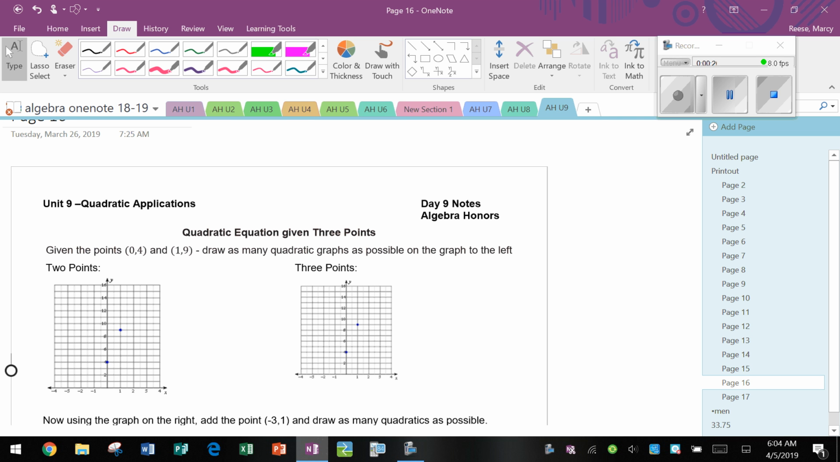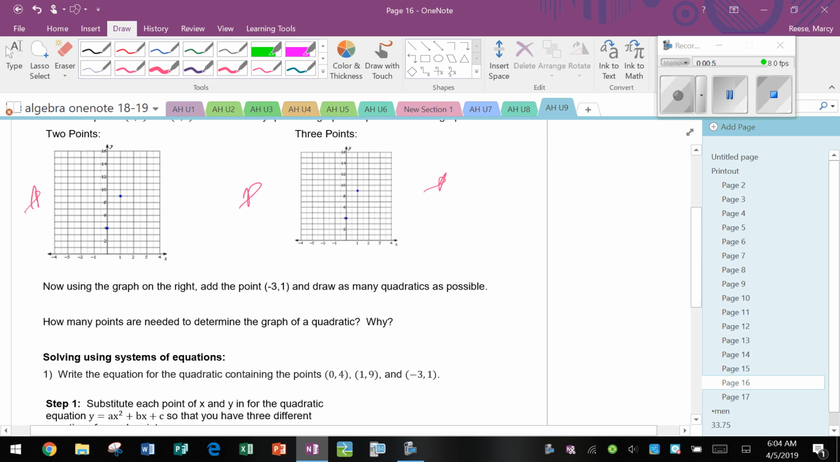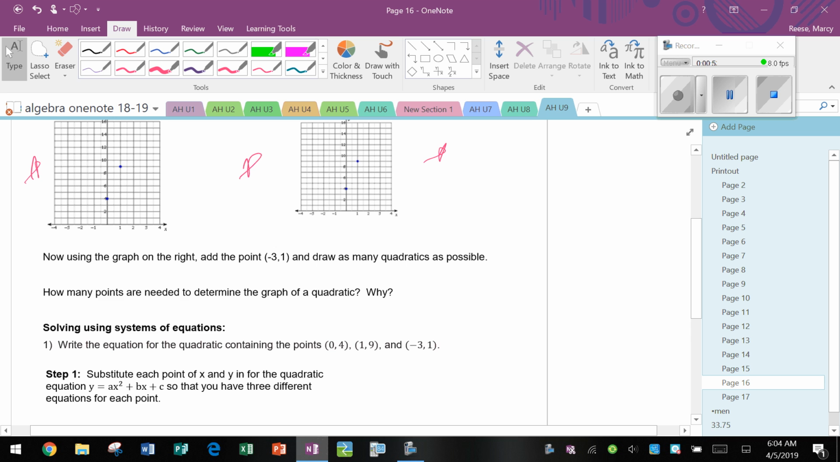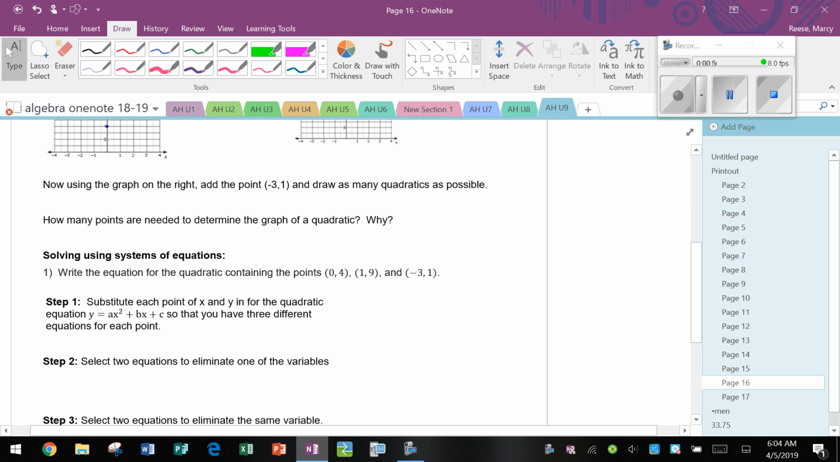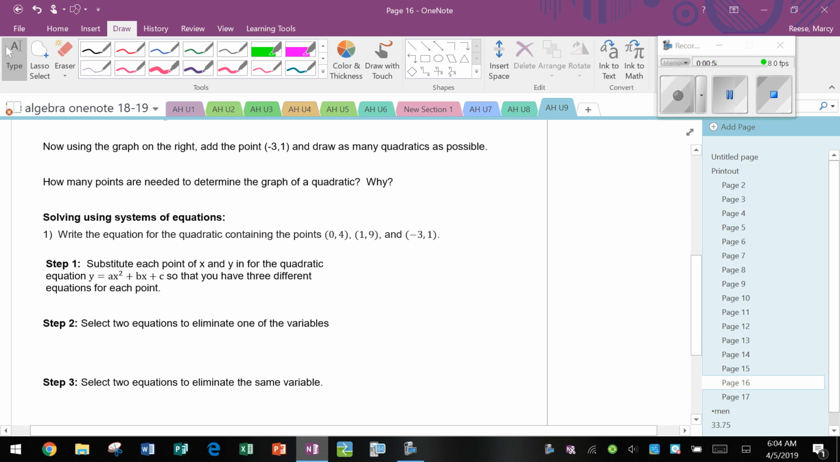Okay, so what we're doing today is, given 3 points on a quadratic equation, you're going to come up with the quadratic equation. I'm going to skip this top part this morning, because we'll go over that top part later when I can ask you questions and we can talk more face to face about that. We're going to go to solving using systems of equations.